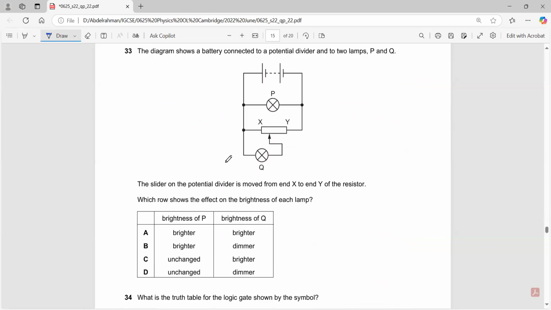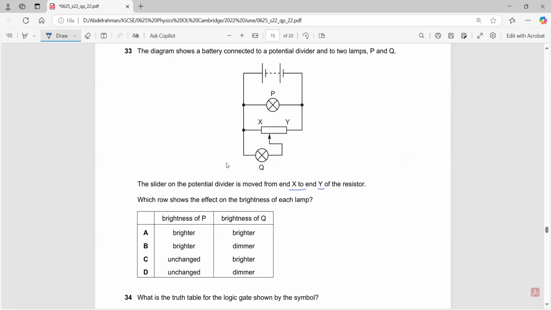Question 33. The diagram shows a battery connected to a potential divider and to two lamps, P and Q. The slider is moved from X to Y of the resistor. Which row shows the effect on the brightness of each lamp as it moves from X to Y?